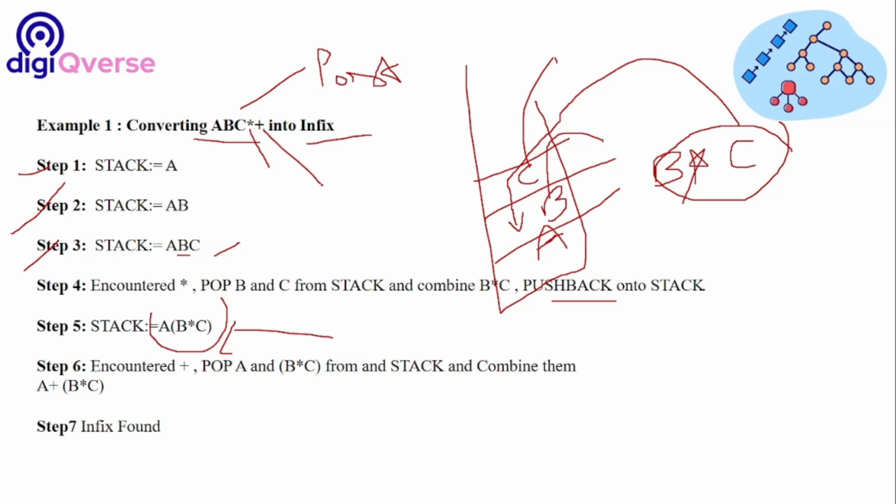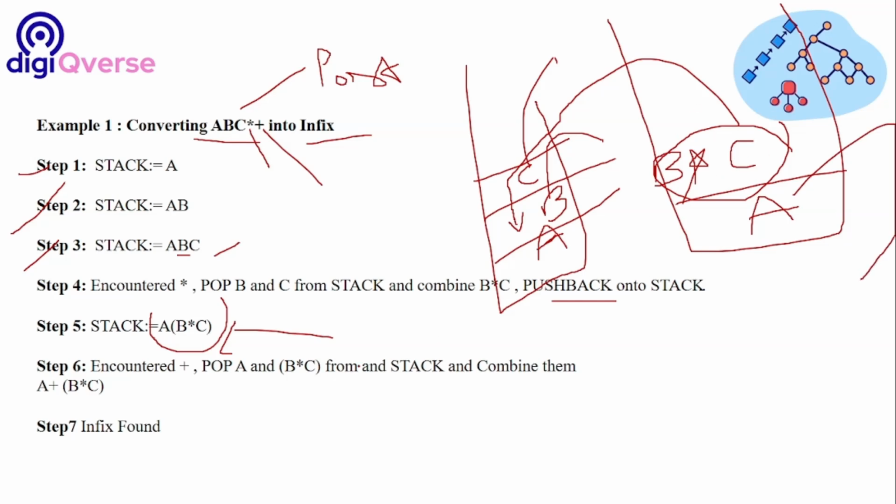So we again find the plus. What we have is B and C, this is my current expression, and again A. This is my stack again. In this implementation of the stack, we pop out A as well as B into C, and combine them in such a way that the expression is converted into infix notation, like A plus B into C, right?